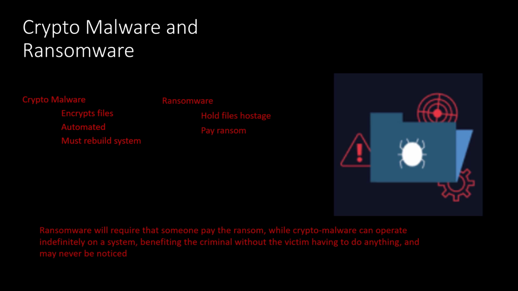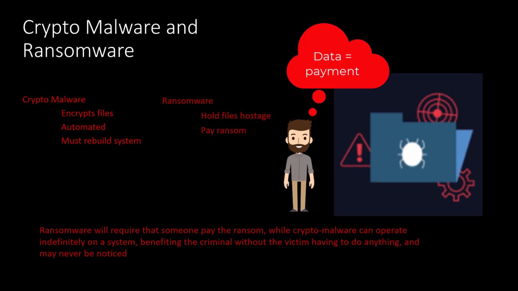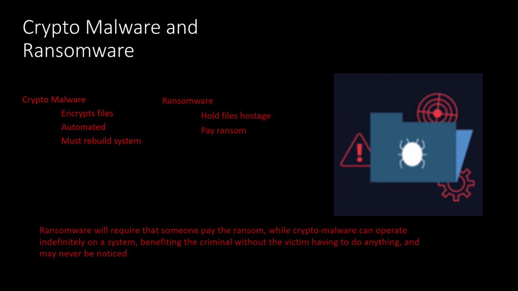Crypto malware and ransomware. These two types of malware are similar. They both essentially involve encrypting their target computers and then will leave them unusable or ask for some sort of payment to unlock them. It's important to understand the difference here though. Ransomware will require that someone pay the ransom, while crypto malware can operate indefinitely on a system, benefiting the criminal activity before the victim can do anything, and there is a strong possibility that it may never even be noticed.